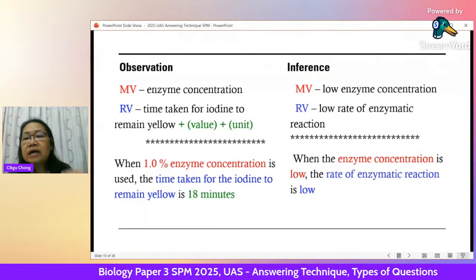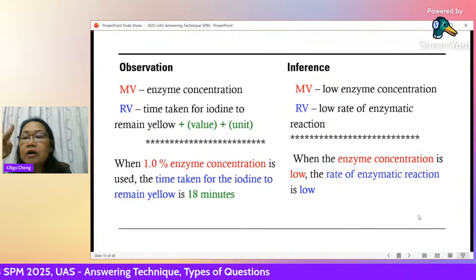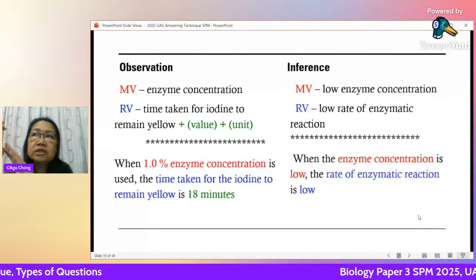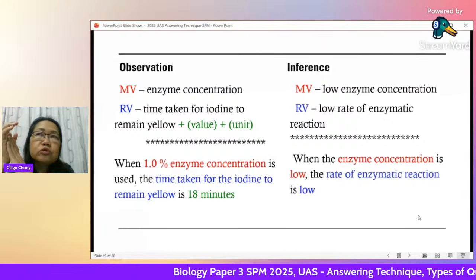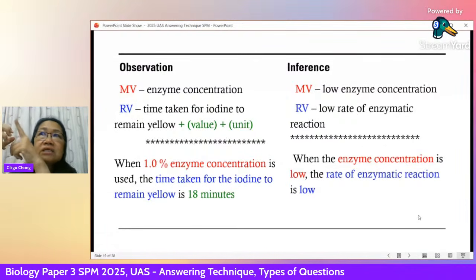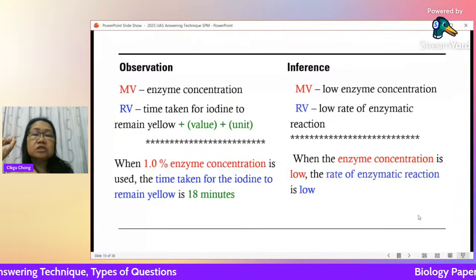Time, okay. Time decimal places. Now, for example, when you use 0.00, you need to see your device. Can your device measure up to 2 decimal places or not? Look at the stopwatch. What is the smallest calibration for your stopwatch?